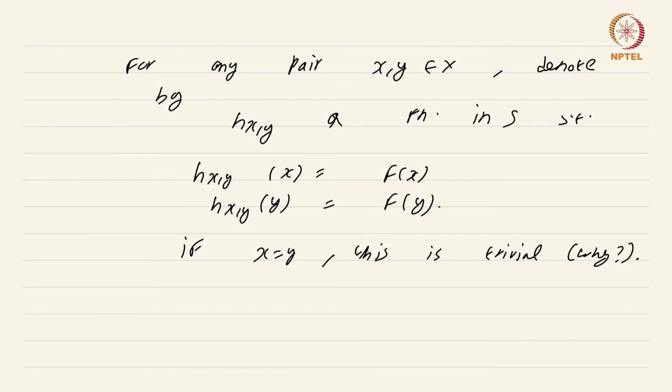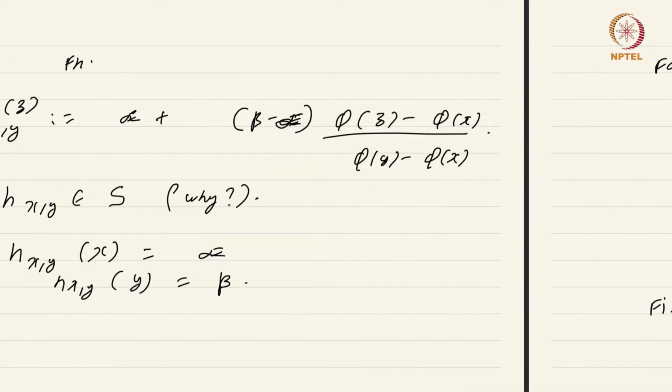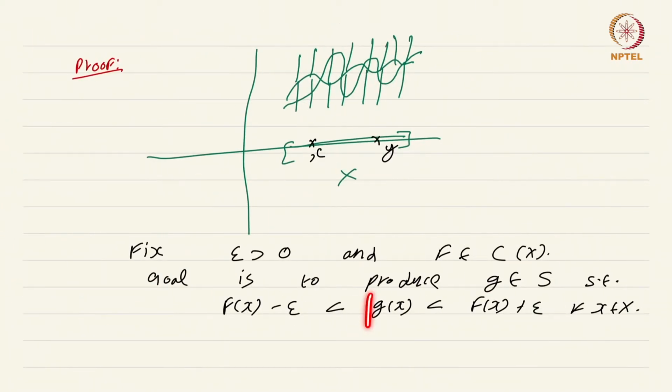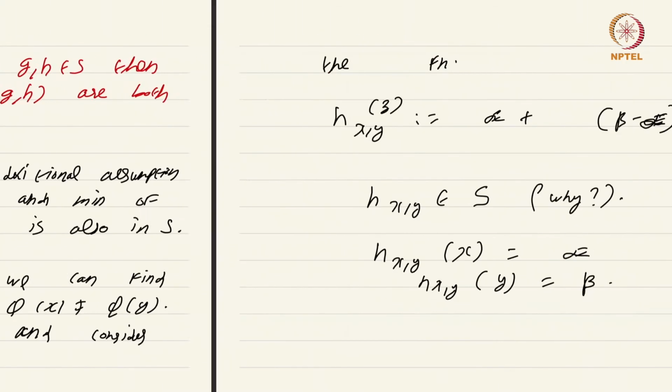So what have I done? Given a pair of points x comma y, I can find a function h_{xy} that agrees with f at the points x comma y. Now here is the part where I'm going to use that minimum and maximum business. Fix x in X. Now the goal is to at least satisfy this second inequality, to produce a function g that is not too far above the function f. It is lying below f of x plus epsilon. Okay, how do I do that?